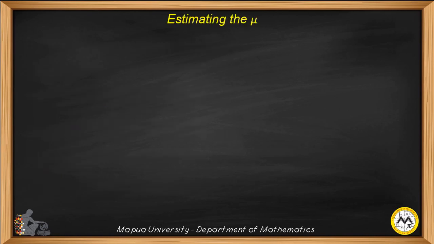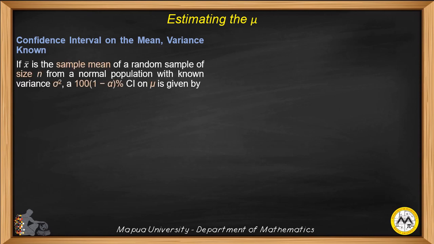Estimating the mean. The first way of estimating the population mean is the confidence interval on the mean with the variance known. When we say the variance is known, sigma squared is given in the problem. It can be sigma or sigma squared. Sigma is the standard deviation and sigma squared is the variance. Take note of the population: the variance of the population must be known.